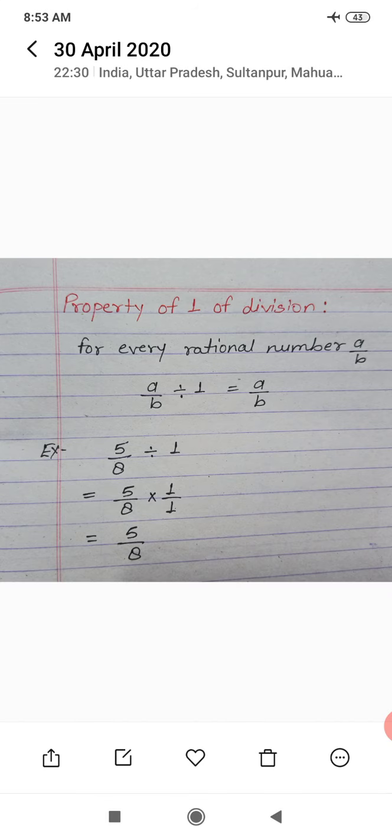Property of 1 for division. When a rational number is divided by 1, the quotient is the same rational number. For every rational number, a by b divided by 1 is equal to a by b. For example, let us consider the rational number 5 by 8, then 5 by 8 divided by 1. So 5 by 8 into 1 by 1 is equal to 5 by 8.